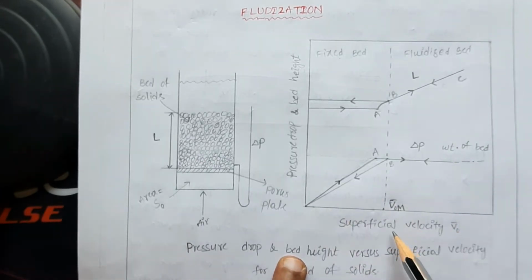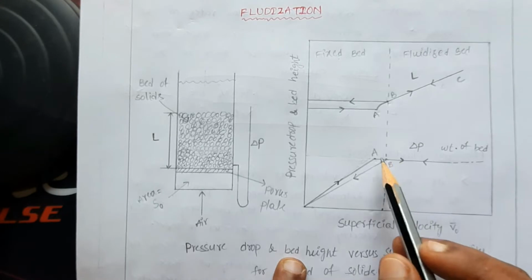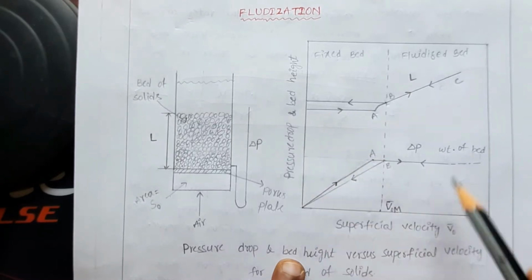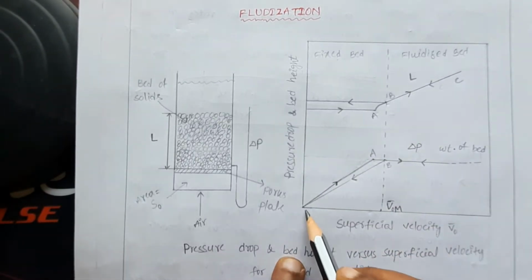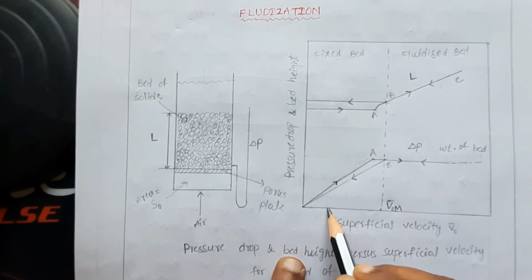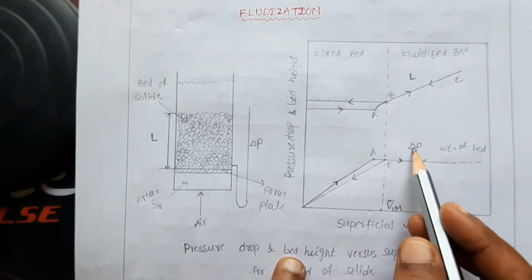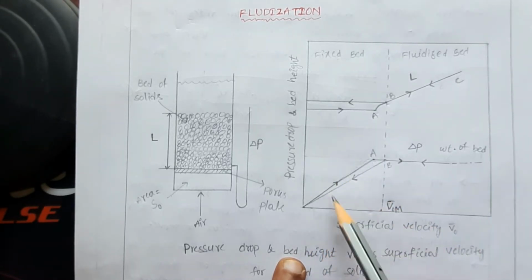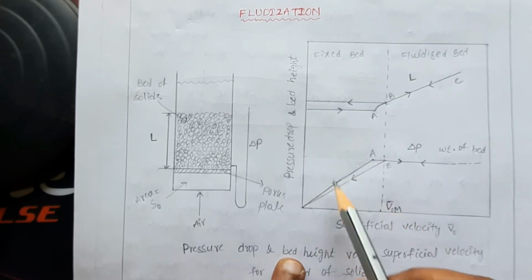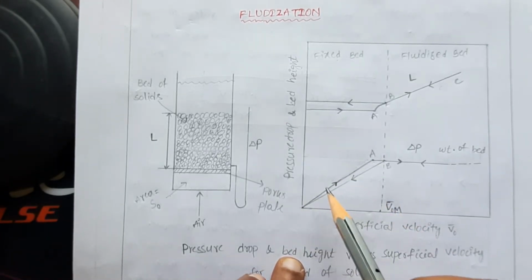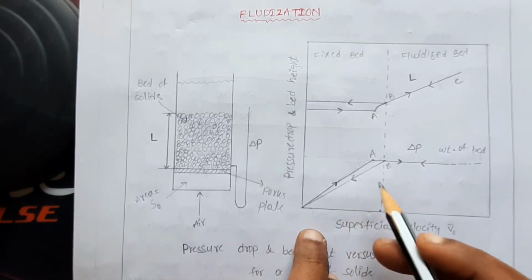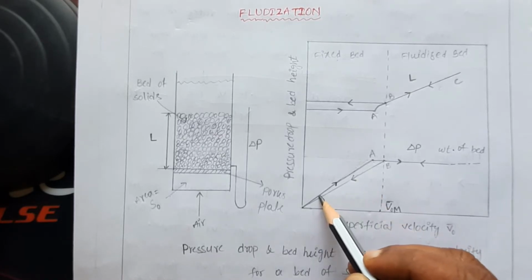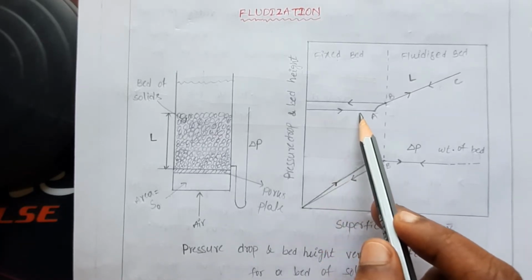This is the pressure drop versus superficial gas velocity graph. This is the bed height versus superficial gas velocity graph. Since we are applying low velocities and the pressure drop is directly proportional to the velocity, the pressure drop is increasing, whereas the bed height is not changing. Upward thrust will be increased by increasing the velocity, right? So if you keep gradually increasing the velocity of the air, the pressure drop also increases, but the bed height remains constant.